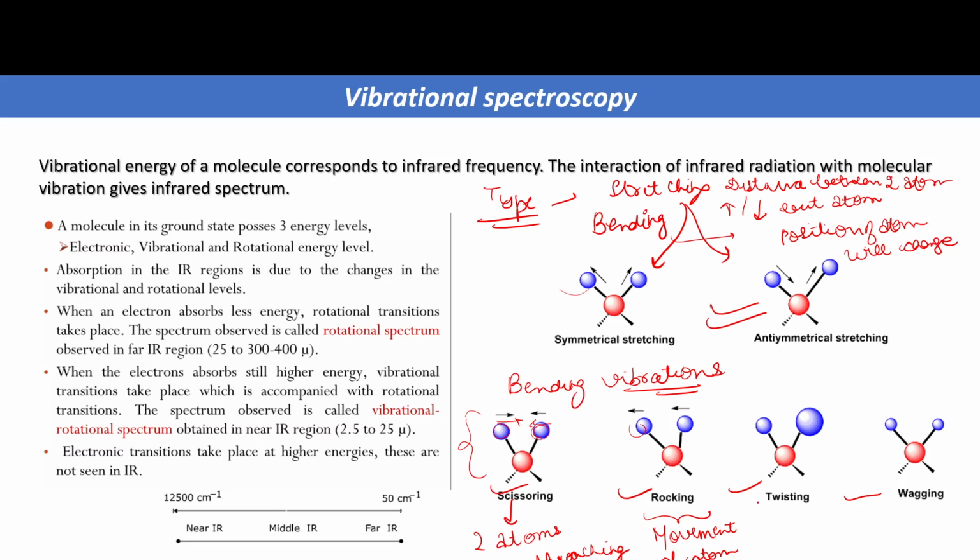Now in the case of twisting, we see one atom moves up the plane and the other moves down the plane. While in the fourth bending vibration, wagging, both the atoms move in the same plane. Either they move up or down, vice versa, but in the same direction.